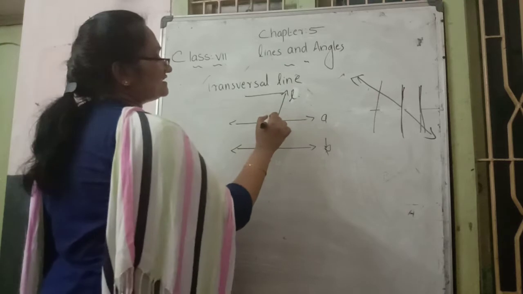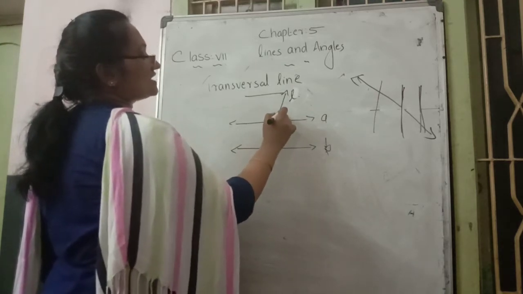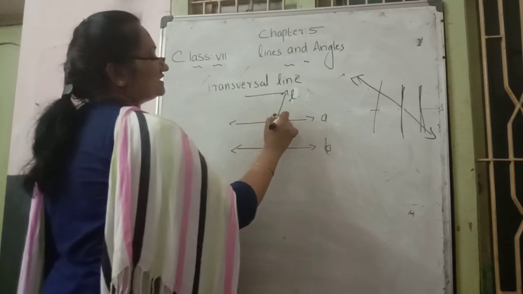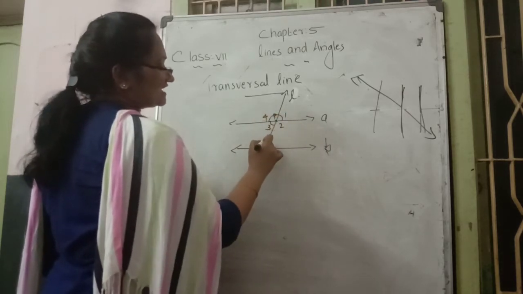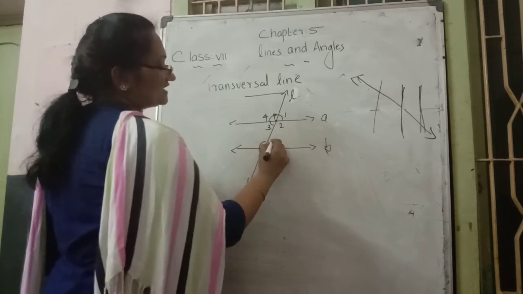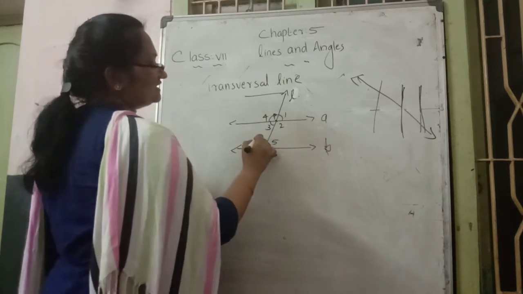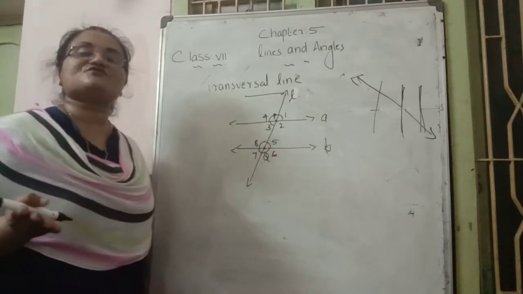Here line A, that marking, how many angles? 4 angles. There we mark them as 1, 2, 3, 4. The remaining angles we mark on this side, B line: 5, 6, 7, 8. So how do we get an angle? When 2 rays are joining, we get an angle.